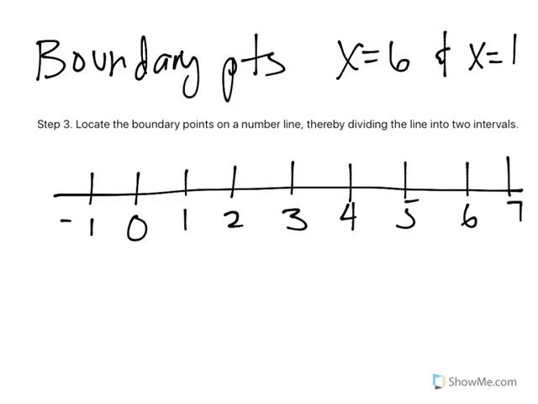Okay, so I know what my boundary points are. It is boundary points for 1 and 6. Alright, so now what I have to do is divide the number line into 3 intervals.